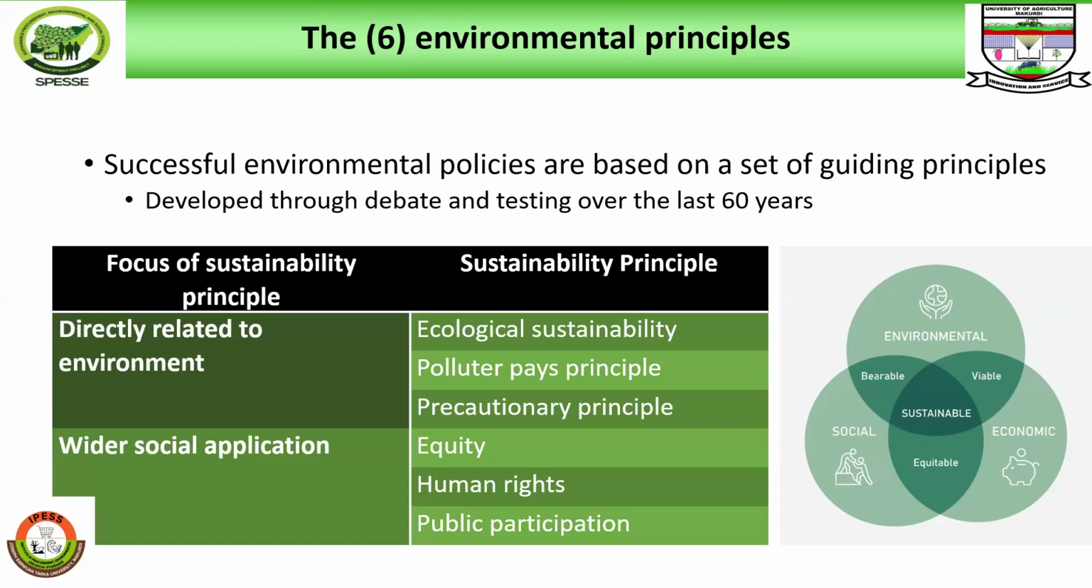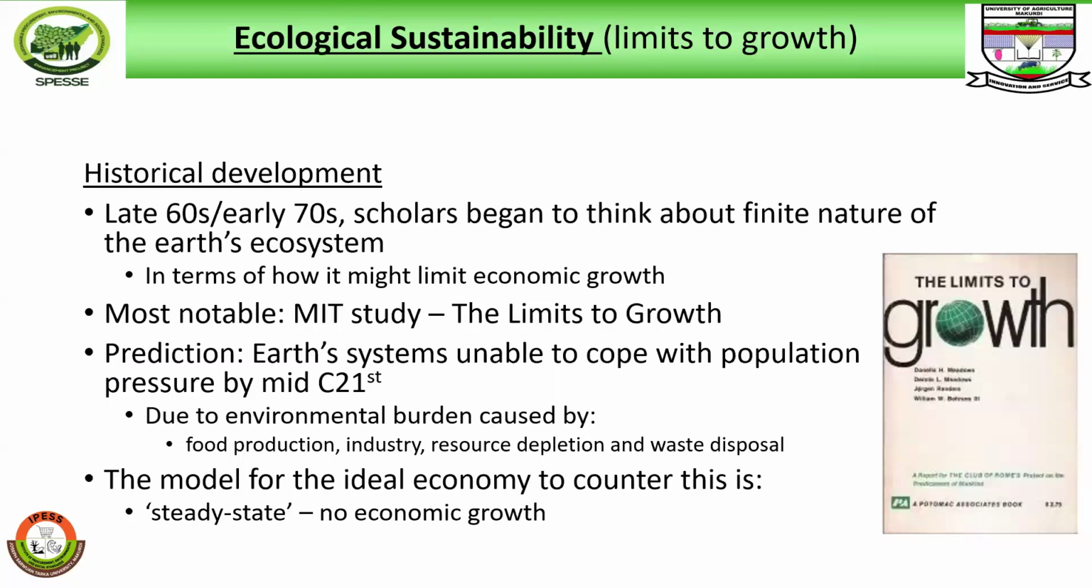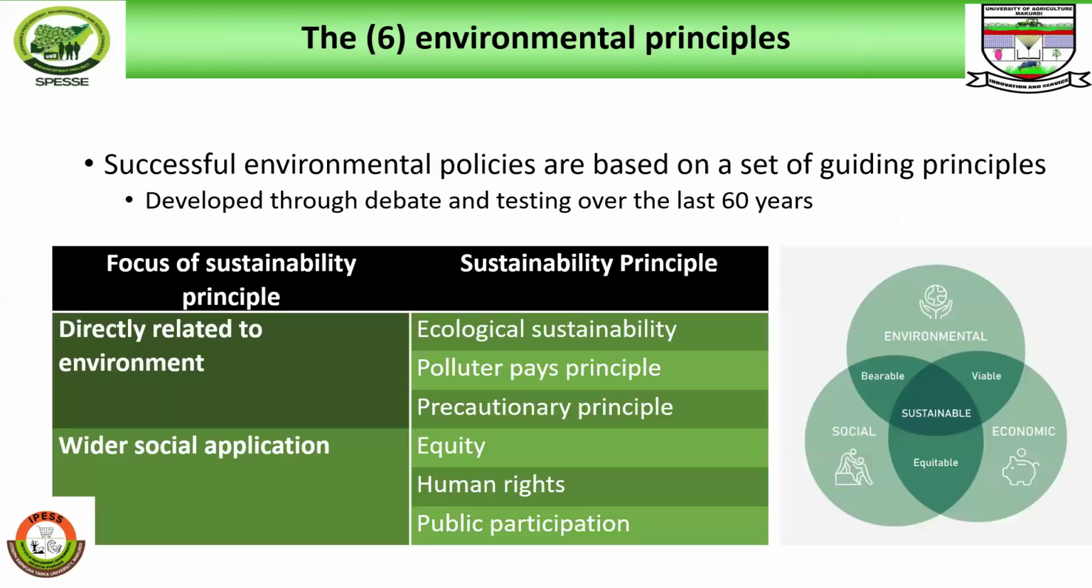Precautionary principle, what can we do? Those are the things we discussed in the immediate past, just before we started this class. You can start, okay, these are the things I need to do to prevent this from happening. Equity. Has to be some sort of justice, human rights, public participation. The first three deal directly with the environment, and the other ones deal with the wider social application.